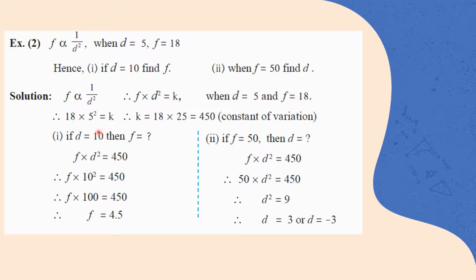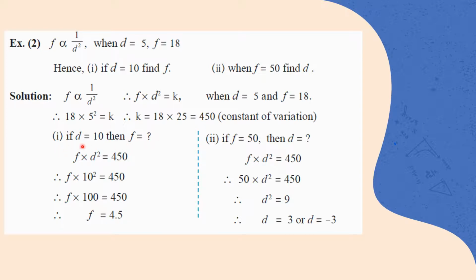Substituting the value of d and f, so f is 15, d is 5, so 18 into 5 square is equal to k. Therefore, k is equal to 18 into 25, which is 450. Therefore, the constant of variation is 450.